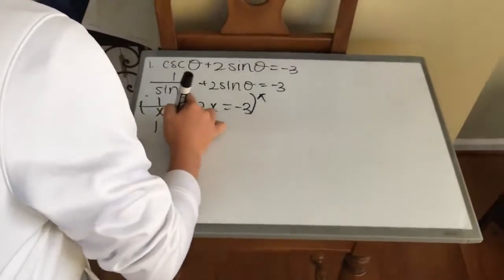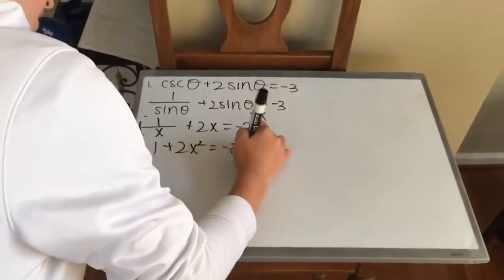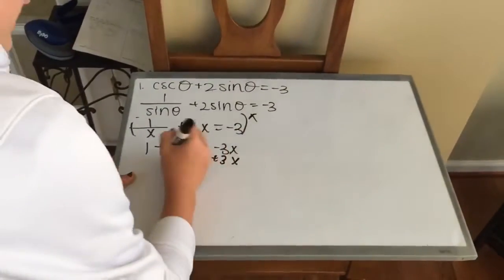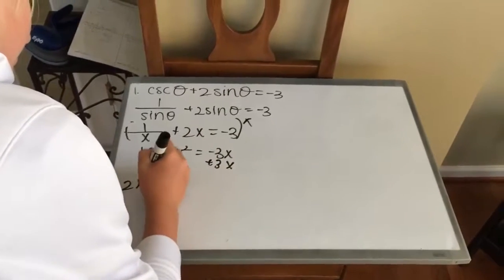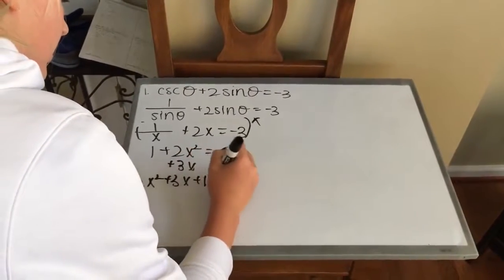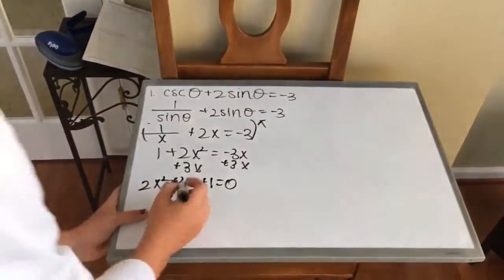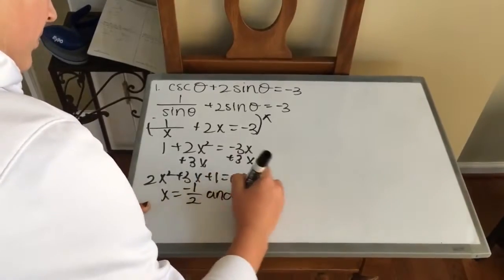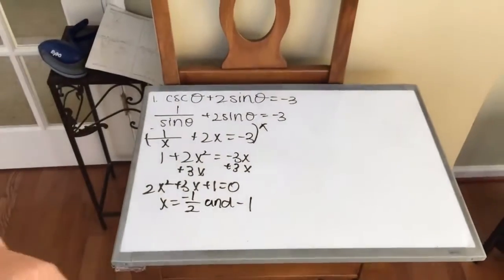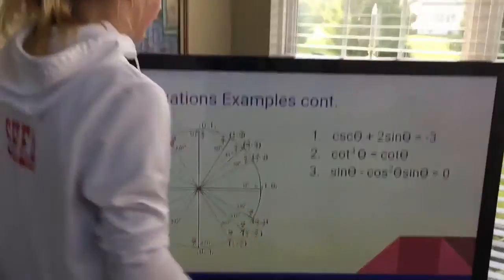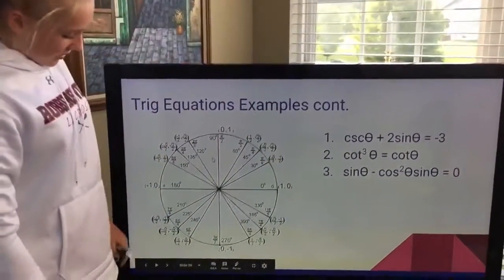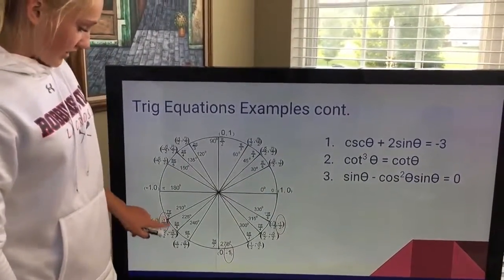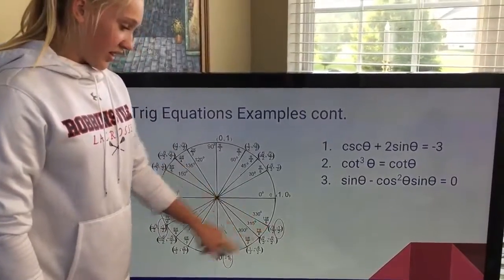So we get 1 plus 2x squared is equal to negative 3x. The next step is to add 3x to both sides. And then we get 2x squared plus 3x plus 1 is equal to 0. And then after we factor, we get that x, or sine of theta, is equal to negative 1/2 and is equal to negative 1. So the next step is to find these values on the unit circle. So we find where sine is equal to negative 1 and where sine is equal to negative 1/2. And it's at 7 pi over 6, 3 pi over 2, and 11 pi over 6, which are our answers.